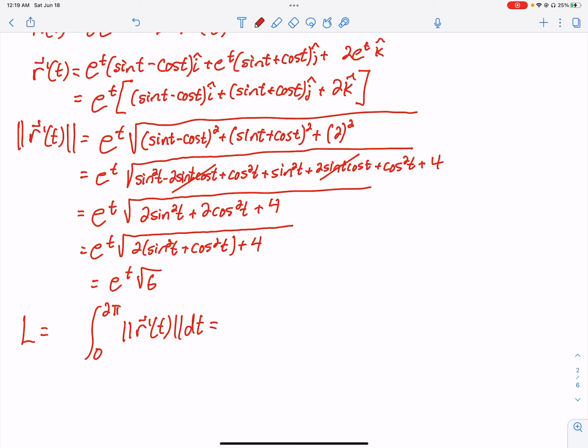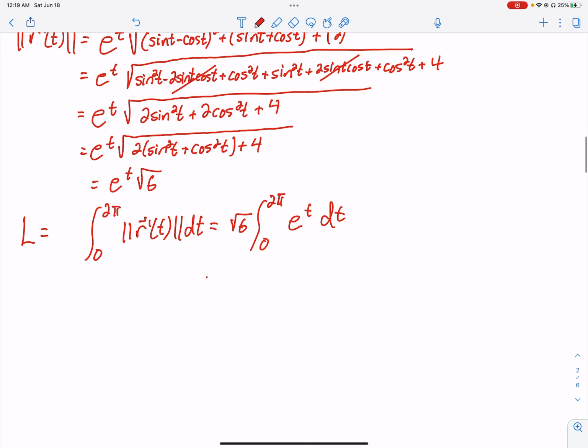Well, that's just square root of 6. I can pull that out. It's a constant, 0 to 2 pi. And then I can just put e to the t here, d t. That is a great integral to have. We just get e to the t, and we're going to run that from 0 to 2 pi.